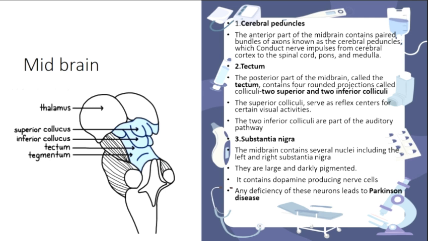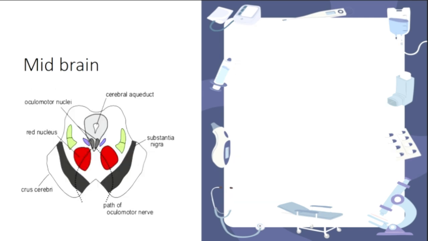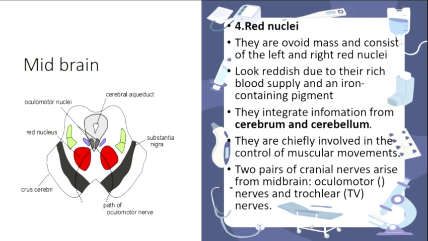And next is the substantia nigra. The substantia nigra has two divisions, left and right, and it has the largest and darkest pigment and contains dopamine-producing nerve cells. Dopamine is the main thing in our body that controls your hormones and your sleep cycles, all controlled by dopamine, and some may take dopamine as a supplement. Any deficiency in these neurons causes Parkinson's disease.